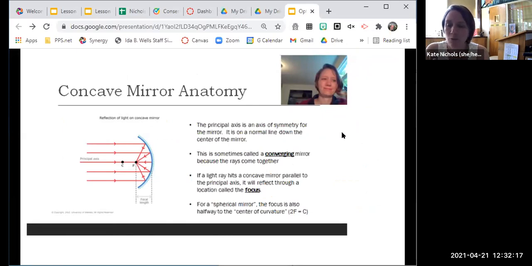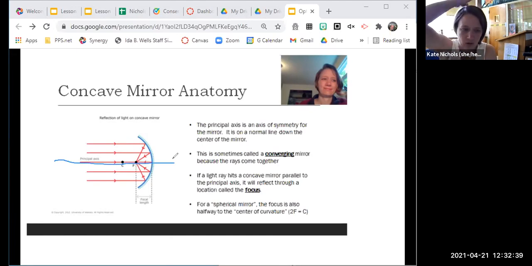There's a few vocab words that you should have. There is something known as the principal axis. So when you hear the word principal axis, they are talking about the axis of symmetry for the mirror. So the axis by which you could fold the mirror about itself and have it look exactly the same. So the principal axis is the one that goes right through the middle of the mirror and also goes through my focal length. It's going to go through this center location as well, which I'll come back to in just a minute.